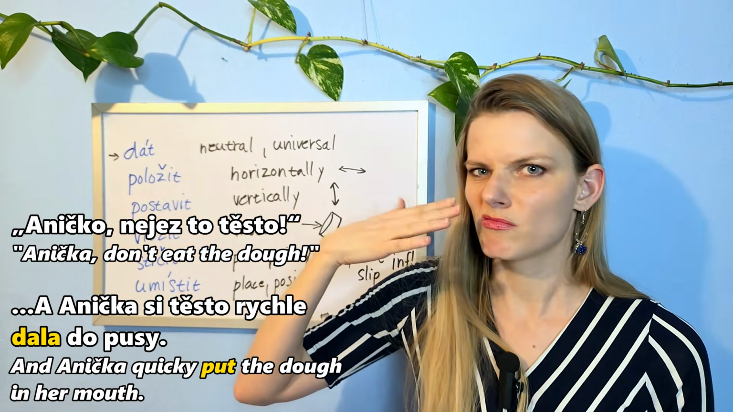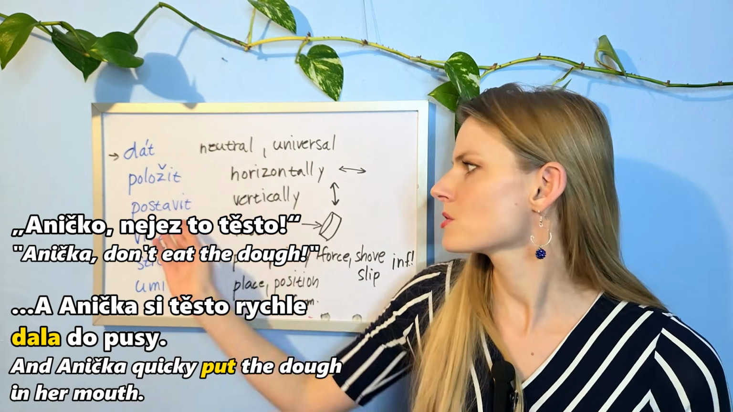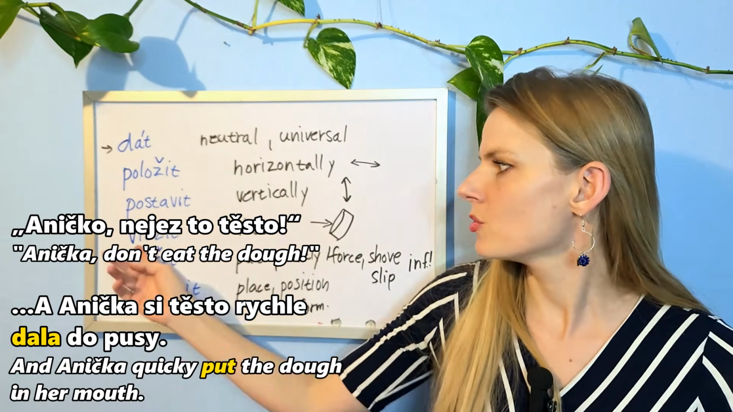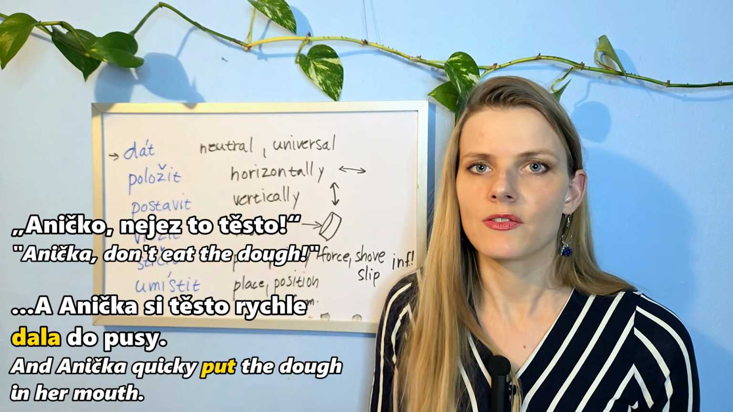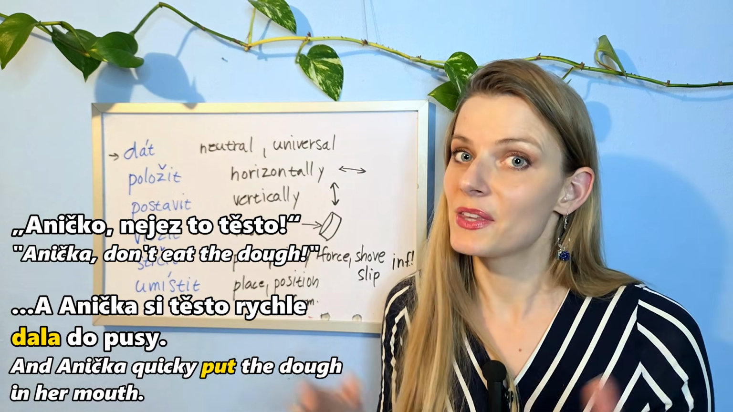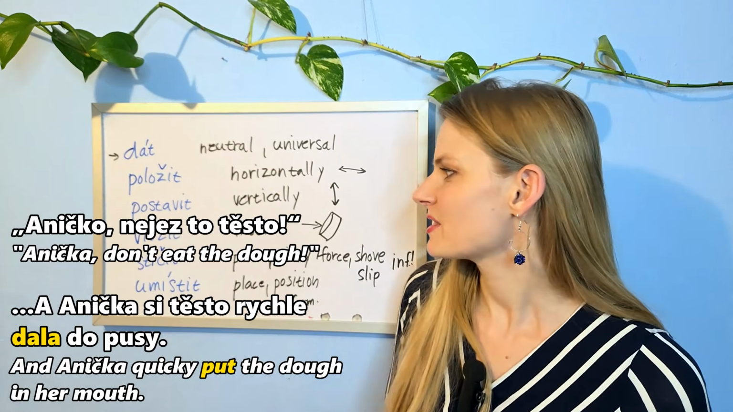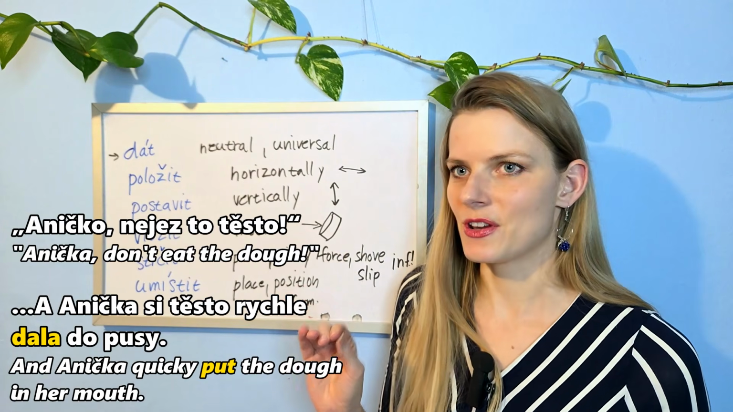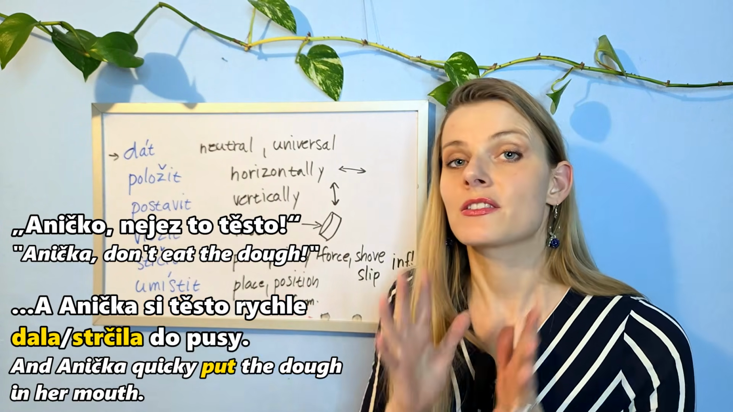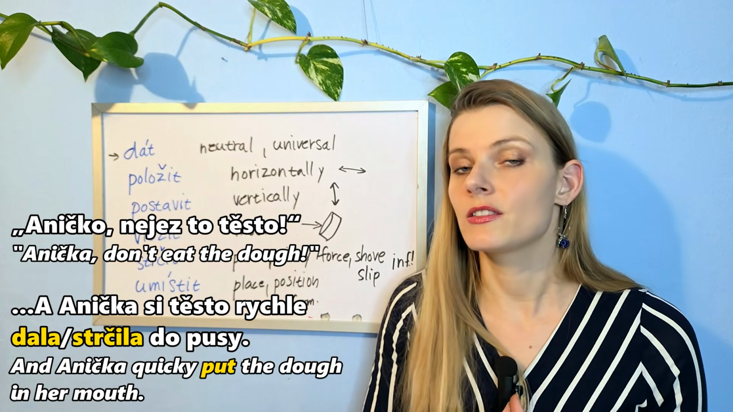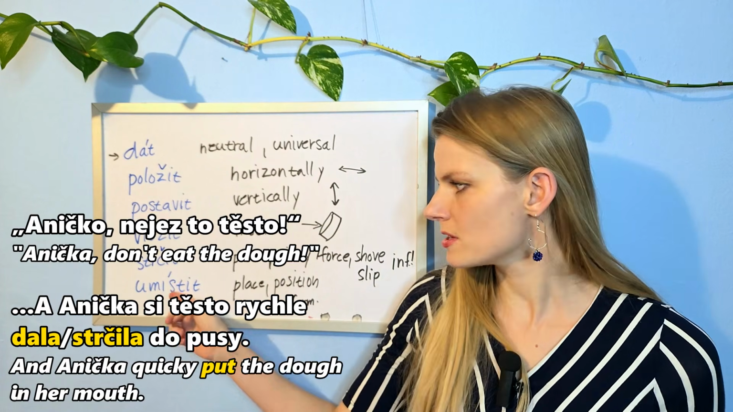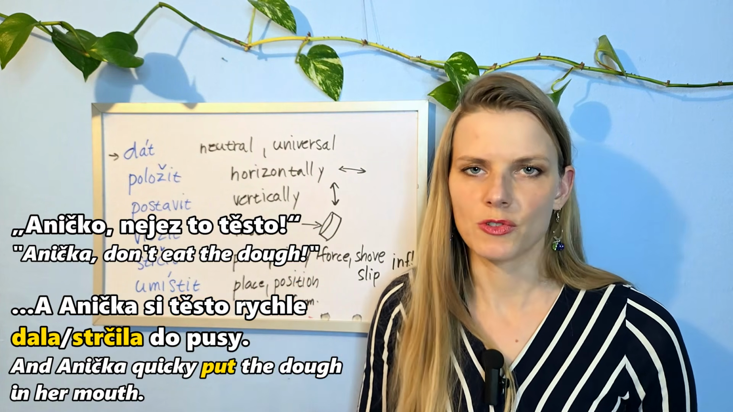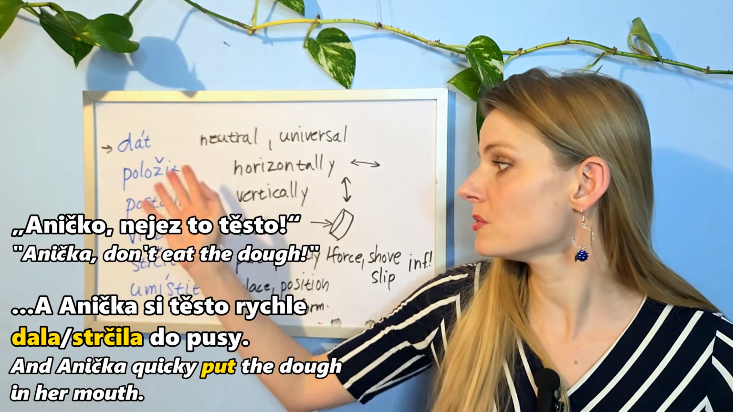Položila do pusy, it's not good. Postavila do pusy is even worse. Vložila do pusy, it's so official. It sounds as if it was the proper way to do something, to eat something. So also not good in this situation. Strčit, however, is great. A Anička si těsto rychle strčila do pusy. She shoved it in her mouth. Umístila do pusy, also a little off. I hope this summary helped.